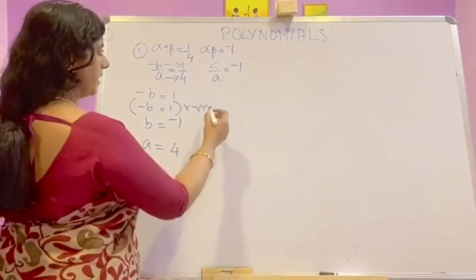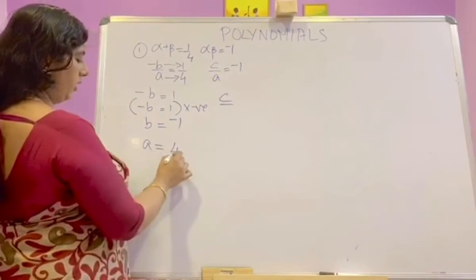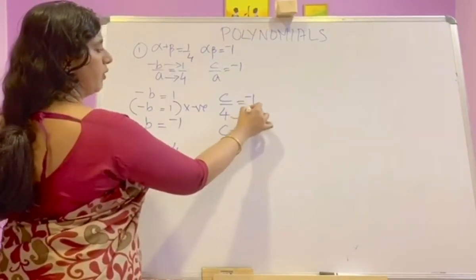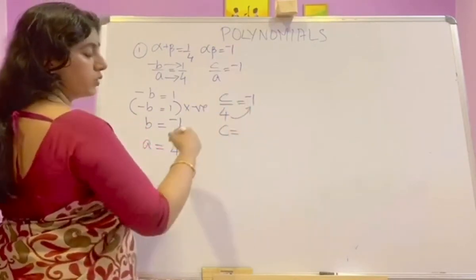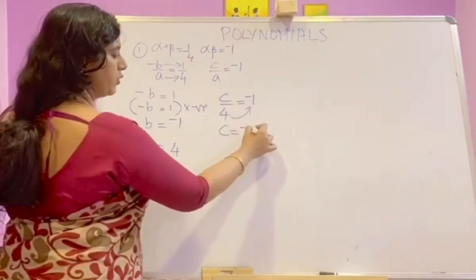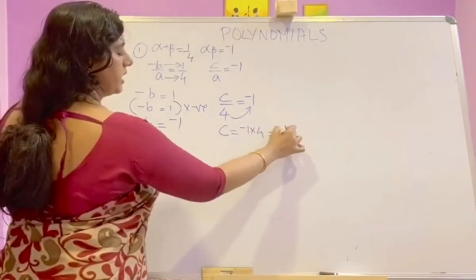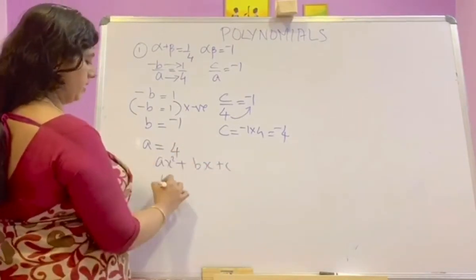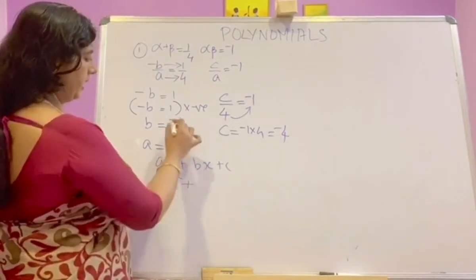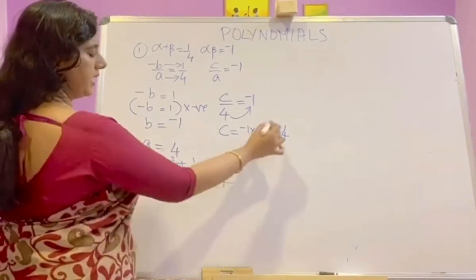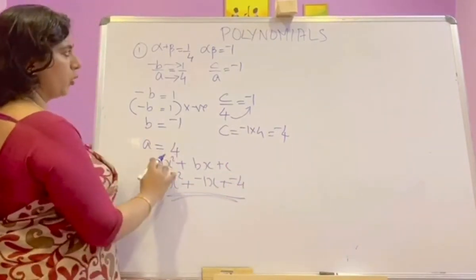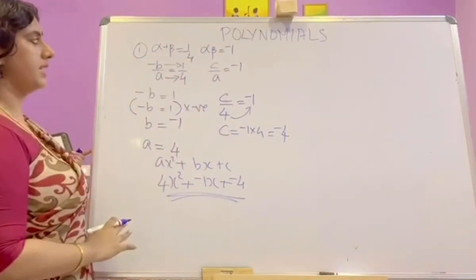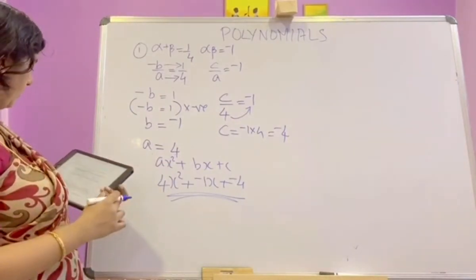Now from this, c by a, we have got a as 4. So c by 4 equal to negative 1. The 4 is going to this side, then it goes to the numerator, that is negative 1 into 4. C is negative 4. How will you write ax square plus bx plus c? A is 4: 4x square plus b is negative 1, so minus x, plus c is negative 4. This is the polynomial with sum of zeros 1 by 4 and product of zeros negative 1. Let us do another example.